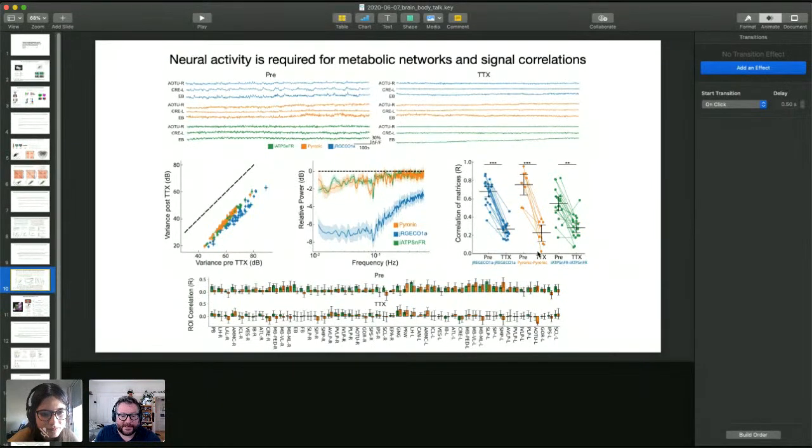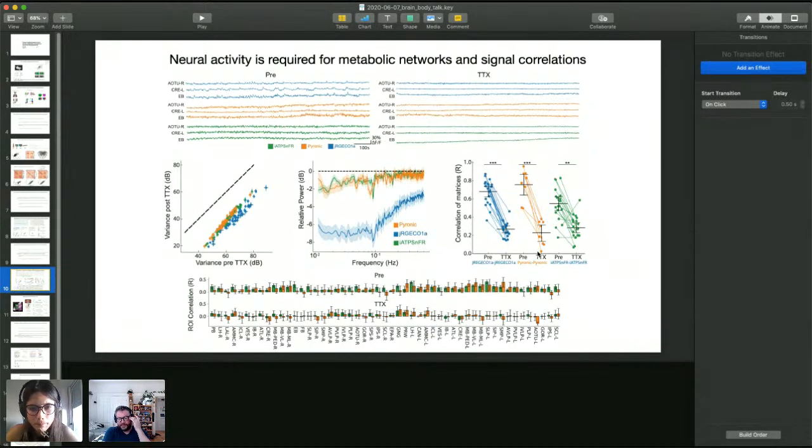But in all honesty, it was more of a curiosity for us than something we wanted to pursue. But we could possibly go back and look and see if the neural activity itself in those regions is robust to tetrodotoxin, or if there's an alternative hypothesis, right?